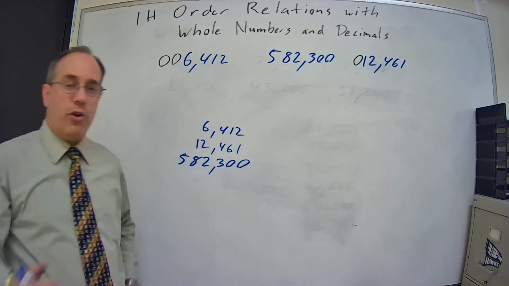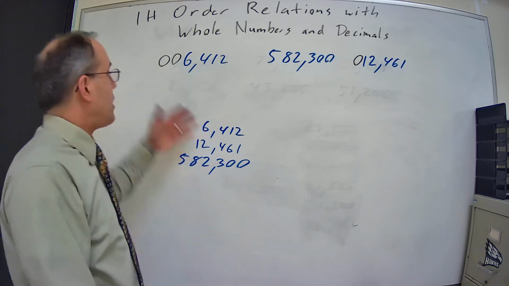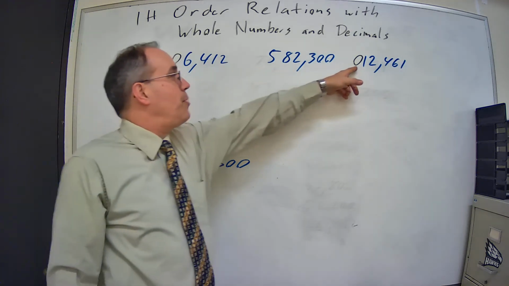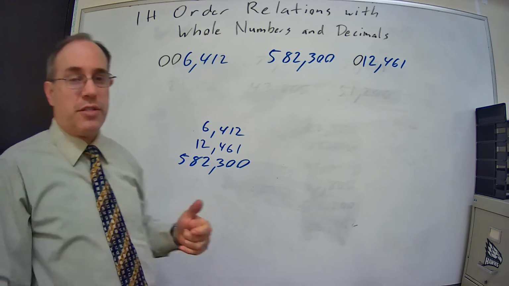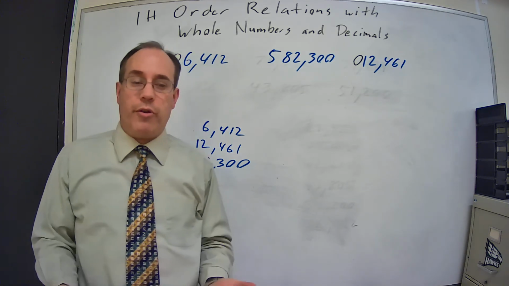6,412. So if we're dealing with numbers that don't have the same number of digits, then you can fill them in with zeros to get them to the same number of digits, and then it makes it pretty straightforward for putting them in order.